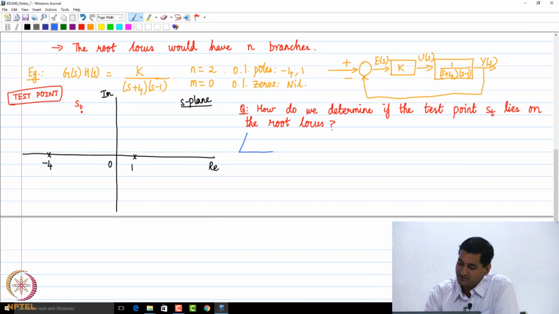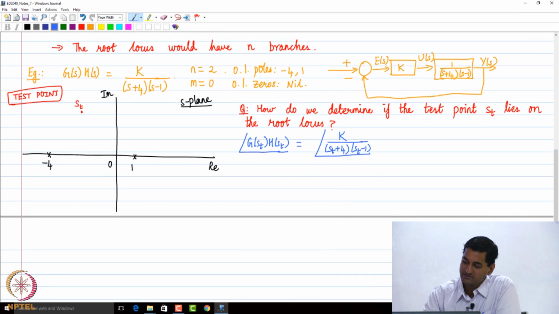So let's figure out what is the phase of G(s)H(s) when it's at the test point. So that's going to be the phase of K divided by (st + 4) times (st - 1). Okay, so that's going to be the phase.